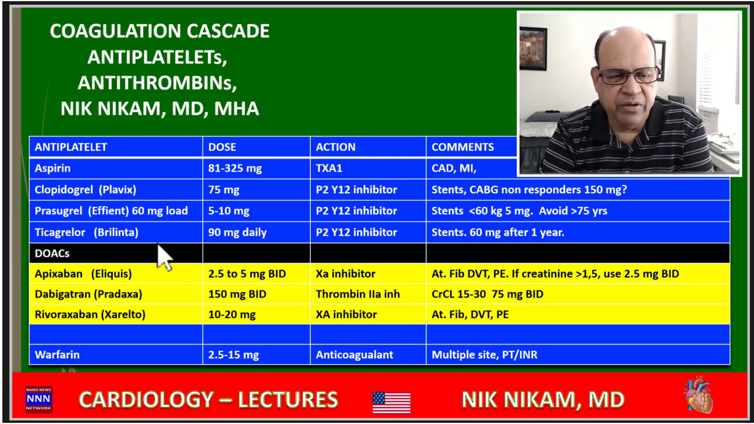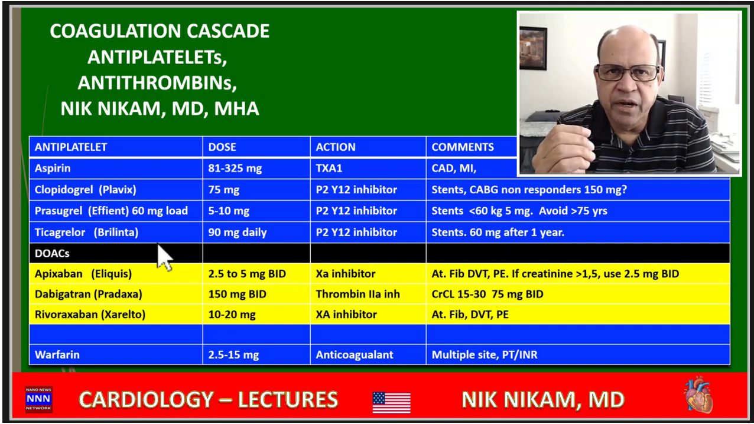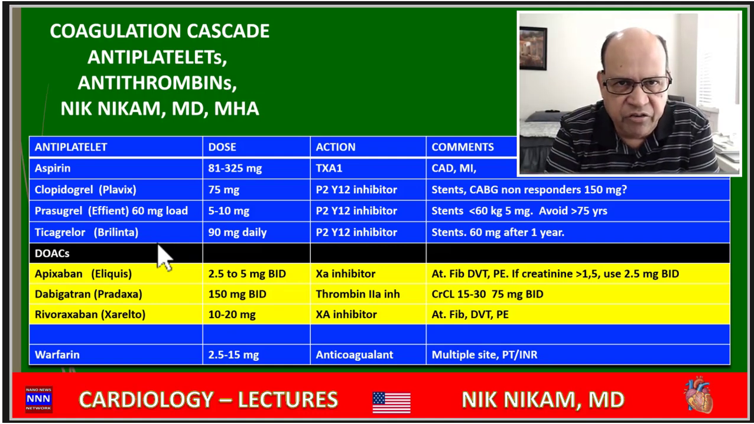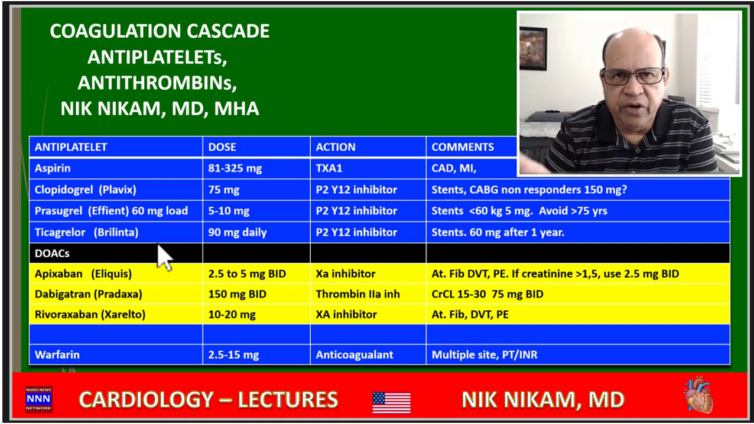Now let's talk about the DOACs, the anticoagulants used in patients with atrial fibrillation, deep venous thrombosis, or pulmonary embolus in order to prevent recurrent embolic events. So this class works both on the arterial side, like in patients with atrial fibrillation, and on the venous side, like deep venous thrombosis or pulmonary embolus.